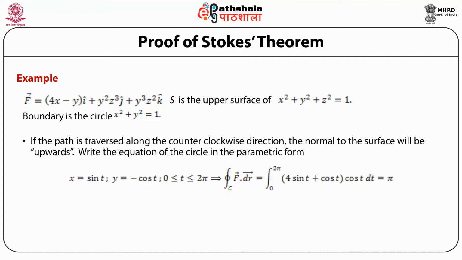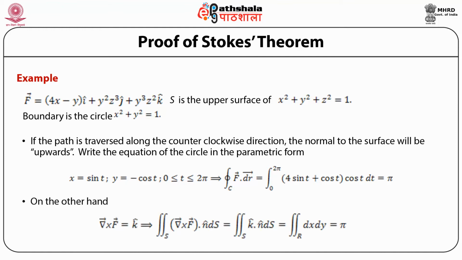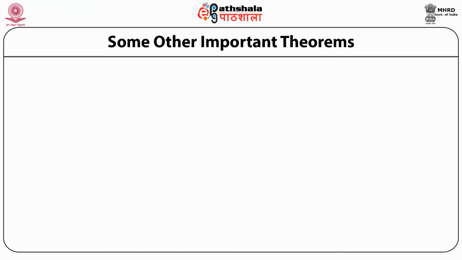This implies that the line integral along the closed loop C of f dot dr is equal to the line integral from 0 to 2 pi of (4 sin t plus cos t) into cos t dt, which is equal to pi. On the other hand, del cross f is equal to k cap, which implies that the surface integral along S of del cross f dot n cap dS is equal to the surface integral along S of k cap dot n cap dS, which equals the surface integral along region R of dx dy, which equals pi. Let us see some other important theorems also.